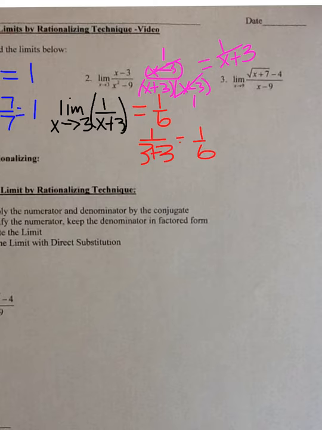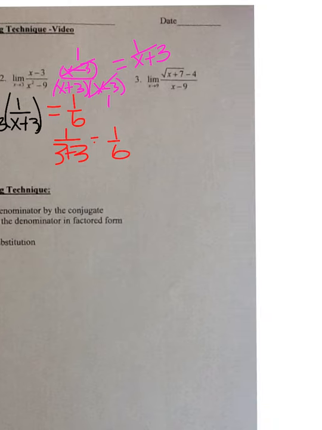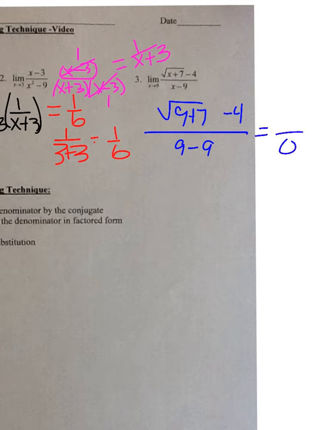All right, so let's take a look at number 3. So again, we're going to try direct substitution. It is the limit as x approaches 9 of the square root of x plus 7 minus 4 over x minus 9. So again, we're going to plug in. So we have the square root of 9 plus 7 minus 4 over 9 minus 9. So I notice right away in the denominator it's undefined. But how do I factor this so that I can reduce it? Well, you can't actually factor this. So we have to have another way to figure out what the limit is.